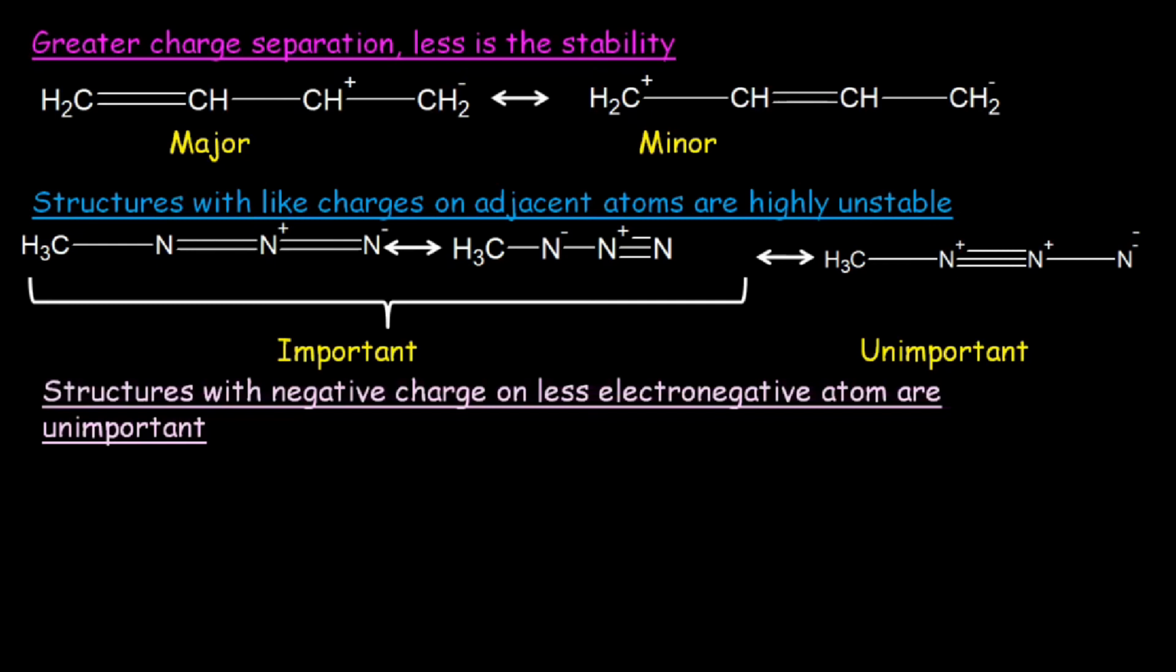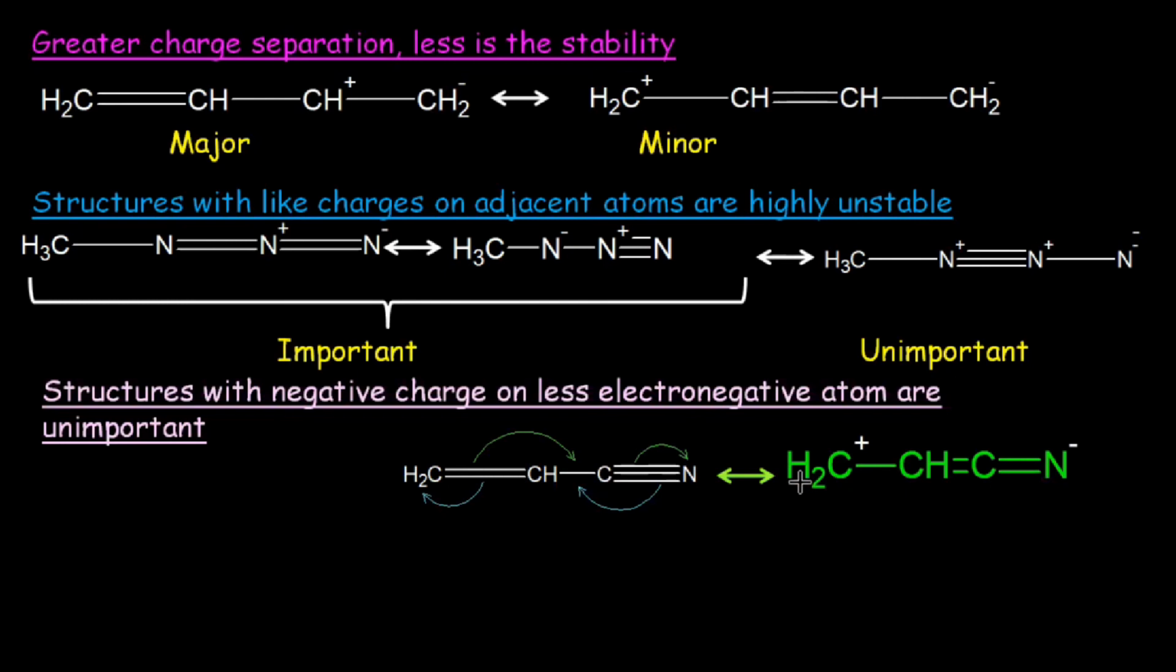The structure with negative charge on a less electronegative atom is unimportant. Consider this example where the green color arrows are showing this structure, where the double bond shifts between these two carbons and this triple bond breaks off and the nitrogen gets negative charge. Here nitrogen gets negative charge and carbon gets positive charge.